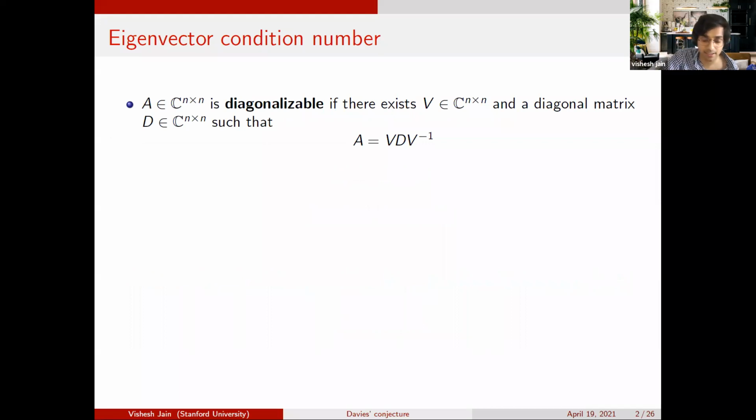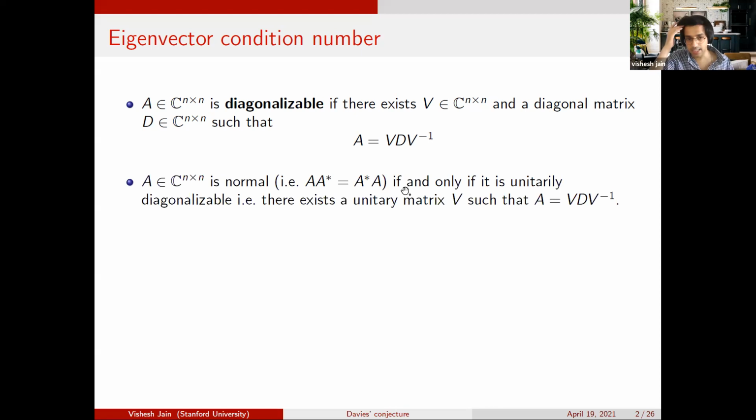We know what a diagonalizable matrix is. A is diagonalizable if you can write it as VDV inverse, where V is an invertible matrix and D is diagonal. Right now I'm talking about complex matrices, but later I'll talk about real matrices. Something that's easy to see is that a matrix is normal, in the sense that A conjugate A is the same as A A conjugate, if and only if it is unitarily diagonalizable. So not only is it diagonalizable, but you can find a unitary matrix V such that A is VDV inverse.